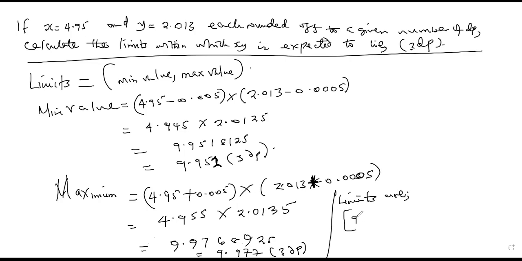And therefore, you conclude that the limits are minimum 9.952, comma, maximum 9.977. That is how we get the limits. As simple as that. Questions are too many, and we cannot finish all of them, but I really wanted to show you how we get these values. The same applies. Let me do the final question, then the rest will be yours.